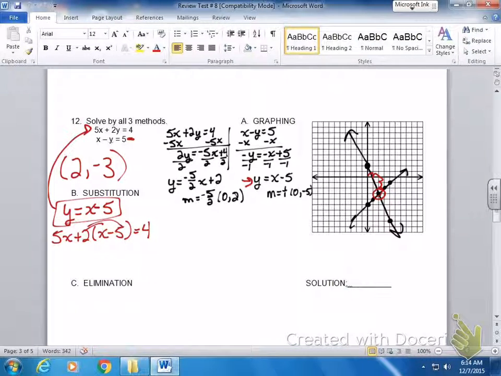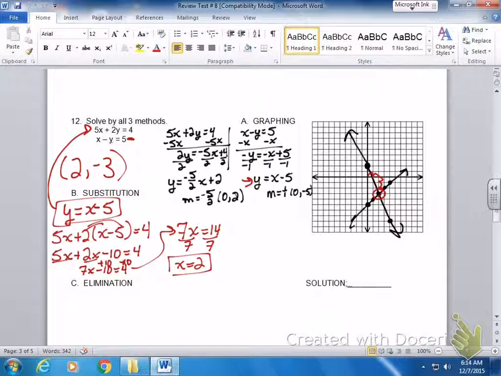Now I need to do a little distributing so I can solve for x. I have 5x plus 2 times x is 2x, 2 times negative 5 is negative 10, equals 4. I have some like terms I can combine. 5x + 2x is 7x - 10 = 4. Now I'm going to add 10 to both sides, because I'm trying to get 7x by itself. So now I have 7x = 14. Then I can divide both sides by 7, and I get x = 2, which is what it should be. That's what it was when we graphed.